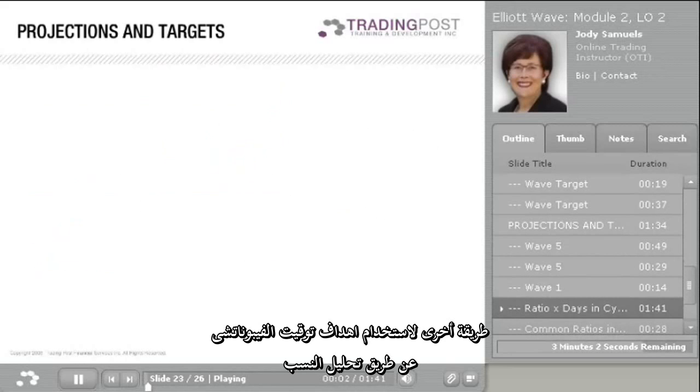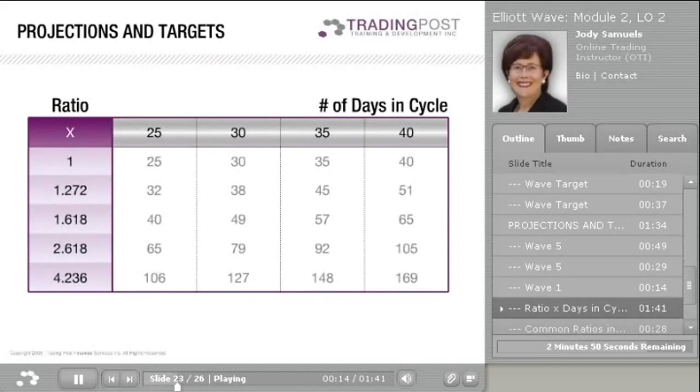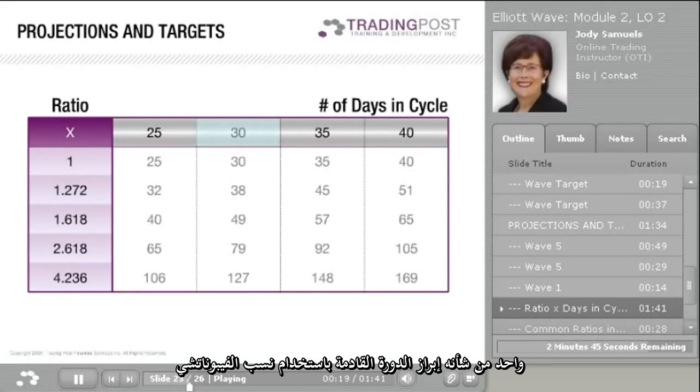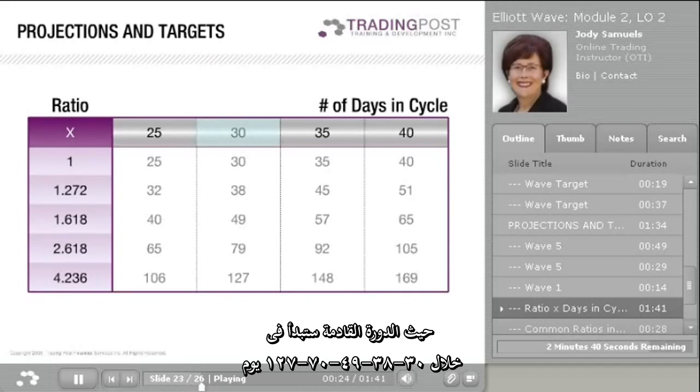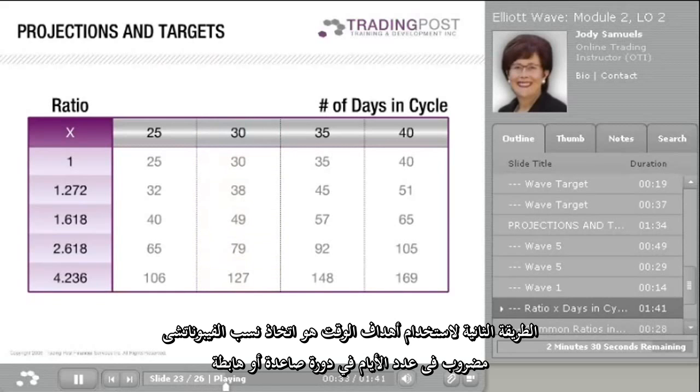Another way to use Fibonacci time targets is through ratio analysis. Take Fibonacci ratios multiplied by the number of days in the up or down cycle to find subsequent cycle highs and lows. For example, assume the current cycle is 30 days. One would project the next cycle using Fibonacci ratios, where the next cycle would end close to 30, 38, 49, 79, or 127 days.